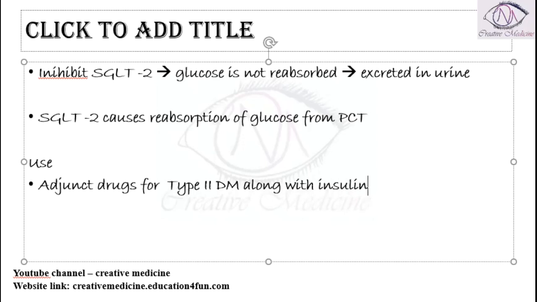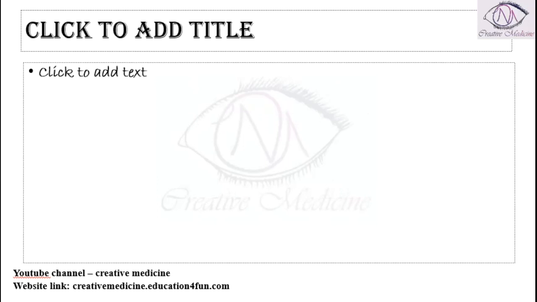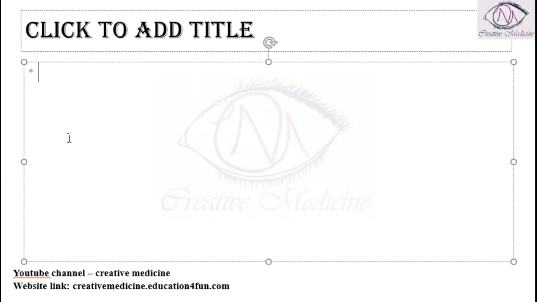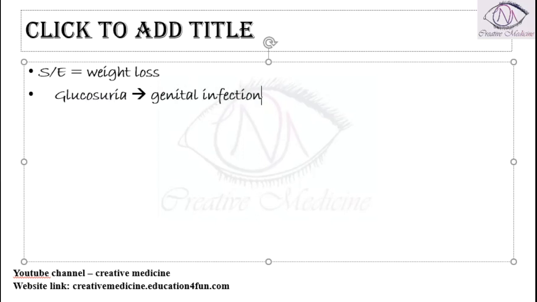Then the side effects of these SGLT2 inhibitors are, they can result in weight loss of the patient. Because glucose is excreted in the urine, that is glucosuria is seen, this can result in genital infections, and it can also result in urinary tract infections.